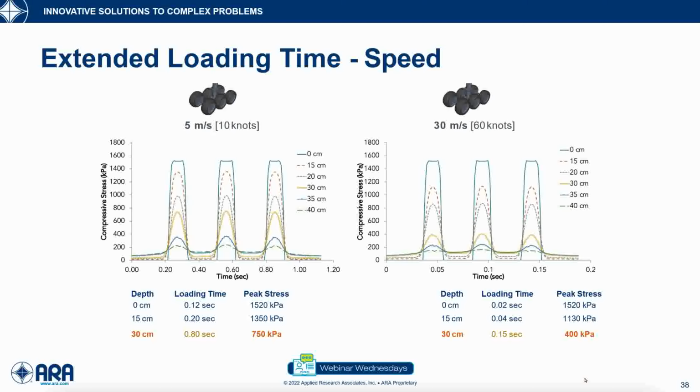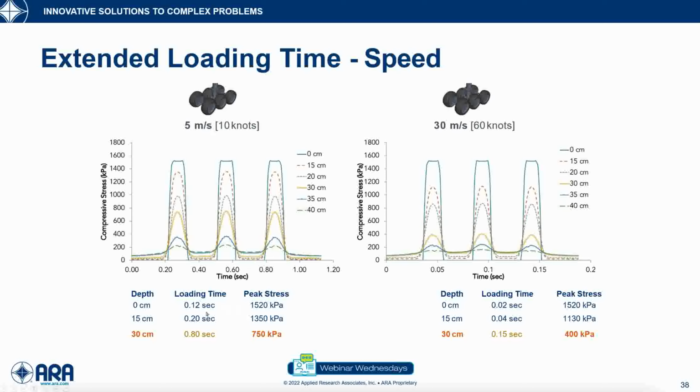Now, what is the effect of speed? For the 777 gear, if I take the example of 5 meters per second as slow speed versus a fast speed of 30 meters per second, what I see is that at 0 centimeters, at the surface layer, the load is felt for 0.12 seconds versus only 0.02 seconds for 30 meters per second. So the load is felt for a longer time at the slow speed, of course.